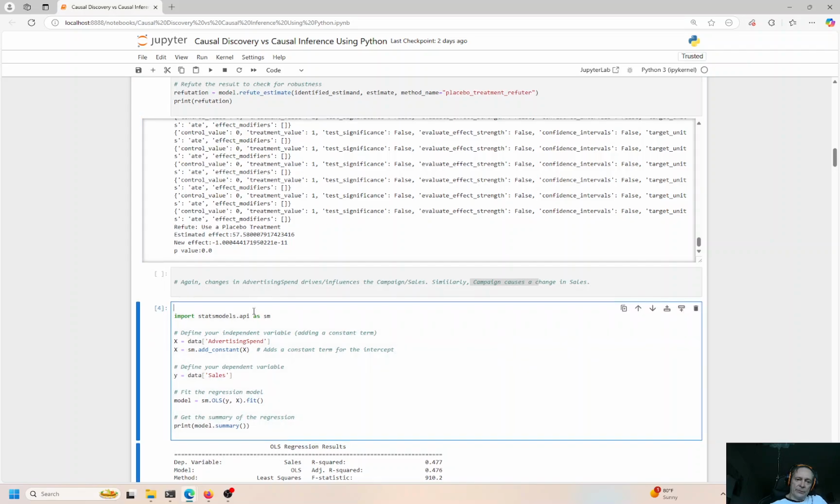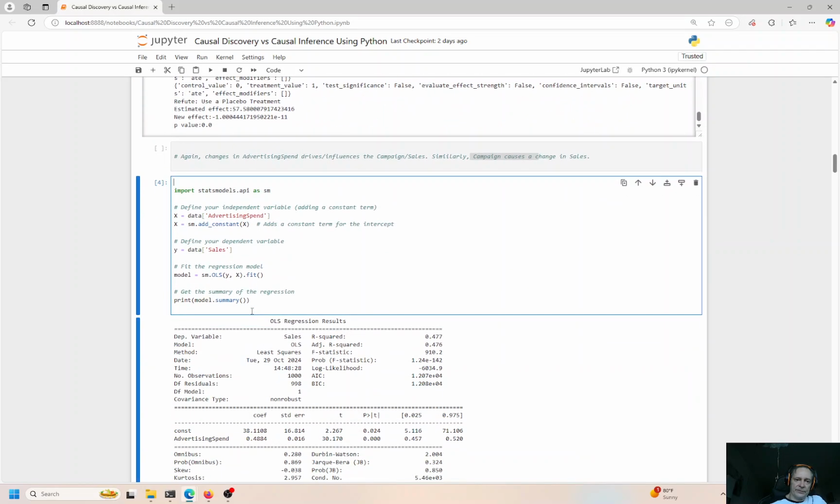So we can go ahead and test the legitimacy of this model. This is a standard ordinary least squares linear regression model that we're going to fit. So we have the independent variable, advertising spend, and then the dependent variable, sales. Then we're adding in a constant term, and we're going to go ahead and run this linear regression model and get the outcome.